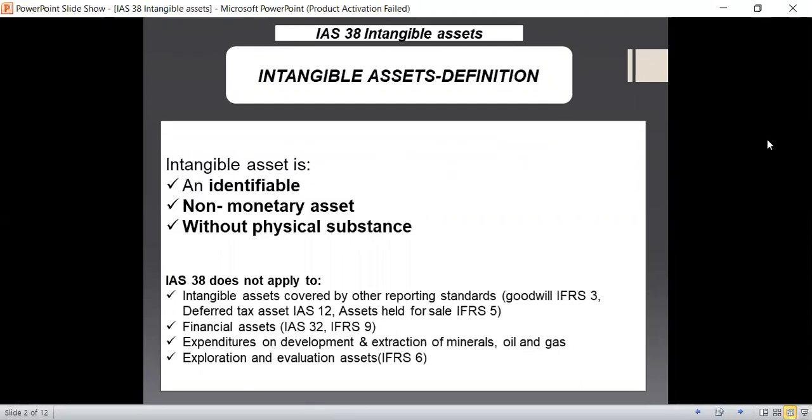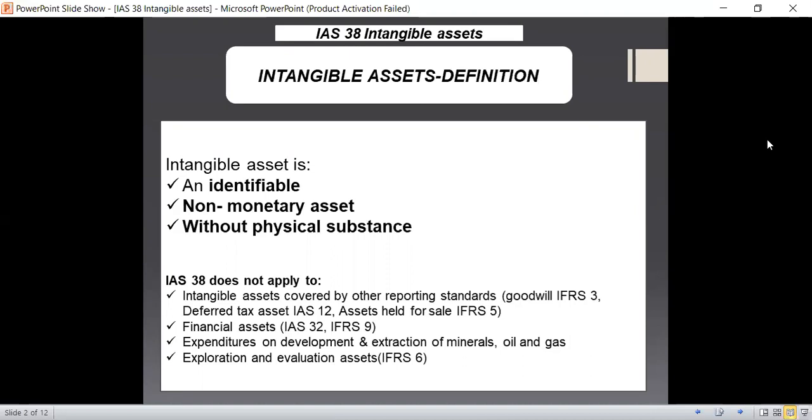Then we do have deferred tax asset, which is covered by IAS 12 income taxes. It is not covered by IAS 38. Then assets held for sale are covered by IFRS 5. Assets held for sale and discontinued operations are not covered by IAS 38. Then financial assets, expenditures on development and extraction of minerals, oils and gas, exploration and evaluation assets. All of these are covered by other standards, not by IAS 38 intangible assets.